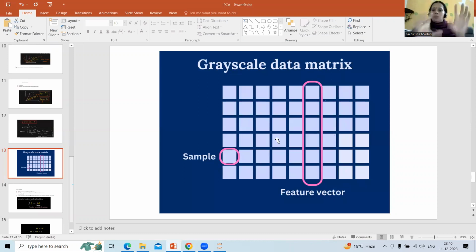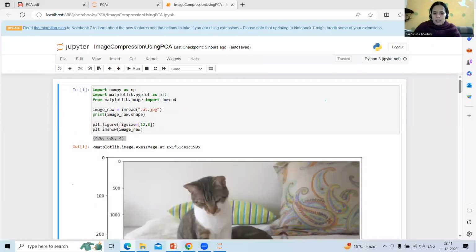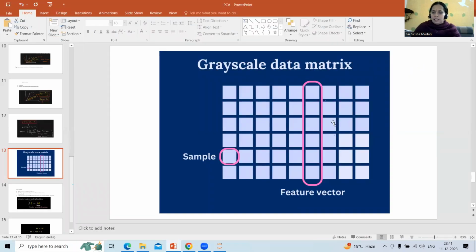Now, if we have to read an image in a system, it will be read as a matrix in the computer. The rows represent pixels, and the columns represent features. If it is a colorful RGB image, each color will have a different pixel value. So that is what will be represented in this matrix. And the columns represent features.